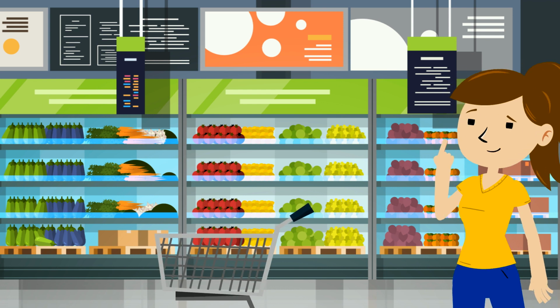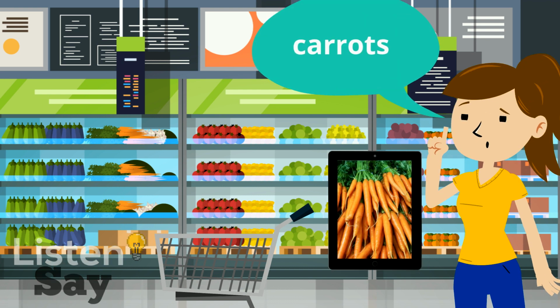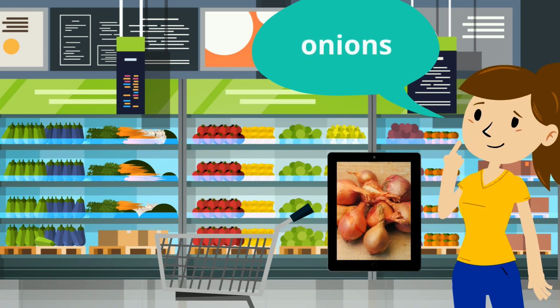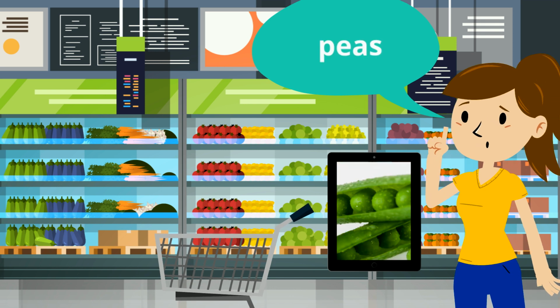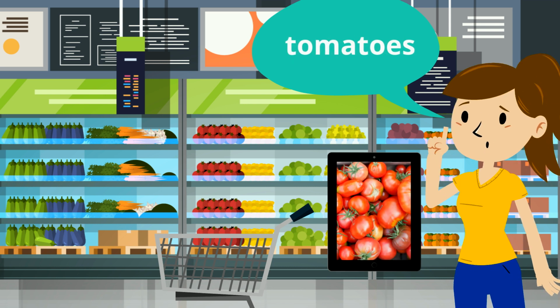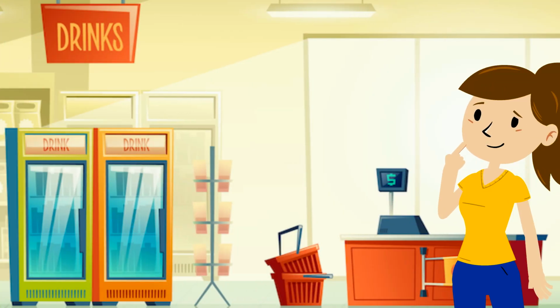Now, let's look for some vegetables. Listen and say, carrots, onions, peas, potatoes, tomatoes. Well done!